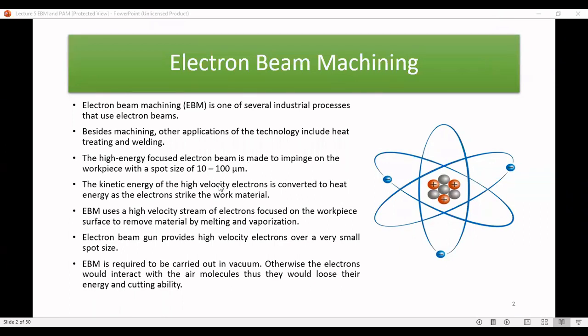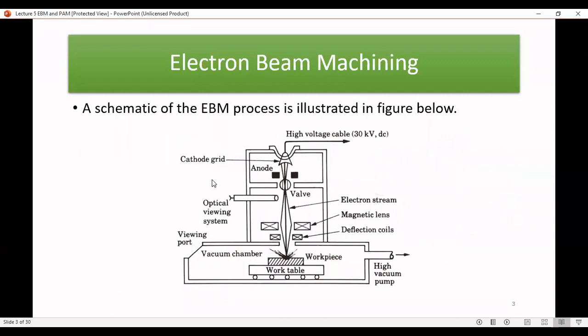Basically, the EBM process uses a high energy focused electron beam. It is made to impinge on the workpiece at a spot size of 10 to 100 microns. So the spot size of the material removal is very small, 10 to 100 microns. The focus area is very, very small.